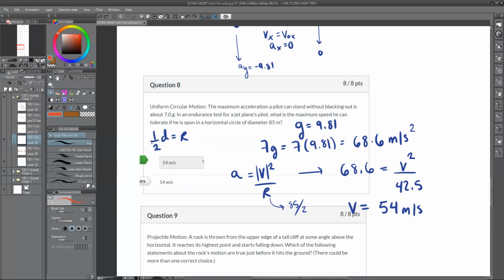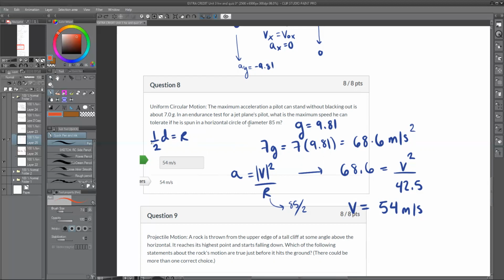And G's are used in physics as a constant to more easily convey acceleration that somebody is experiencing. Like if you're in a plane, you're experiencing 5 Gs. Or if you're in a roller coaster, you're experiencing 3 Gs or something. You know what I mean? So 7G is the same thing as 7 times gravity, which would be 68.6 meters per second squared.